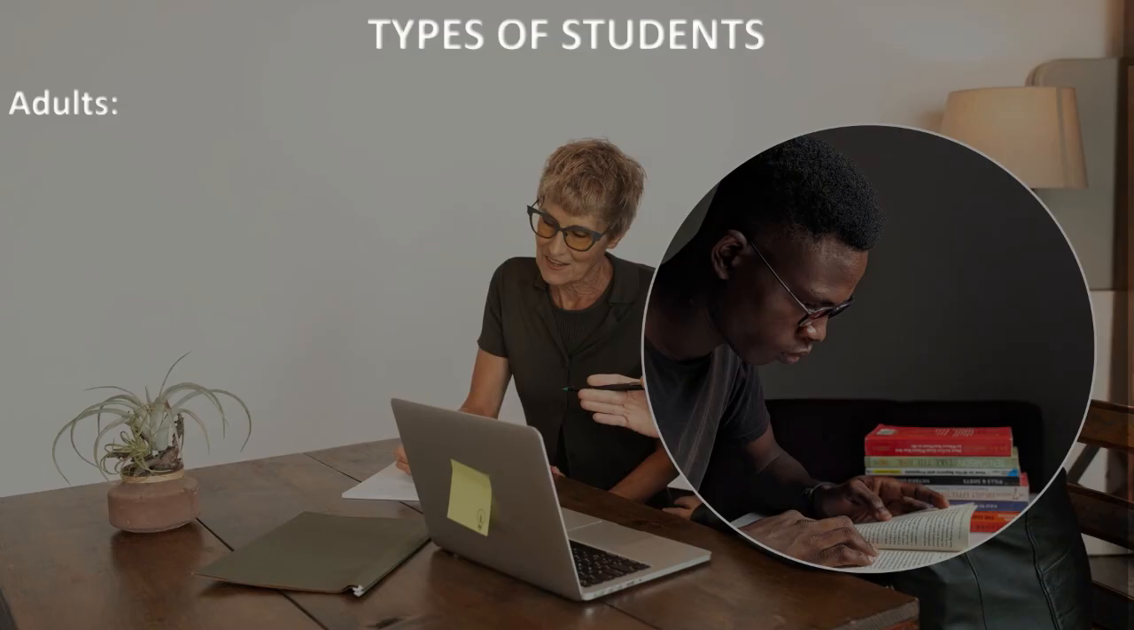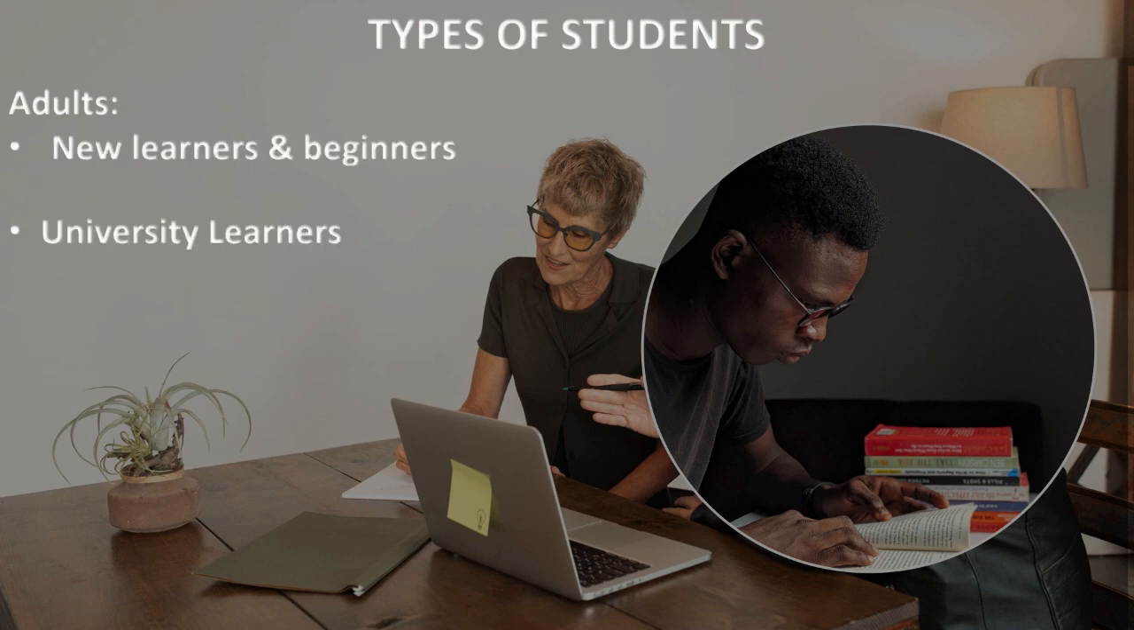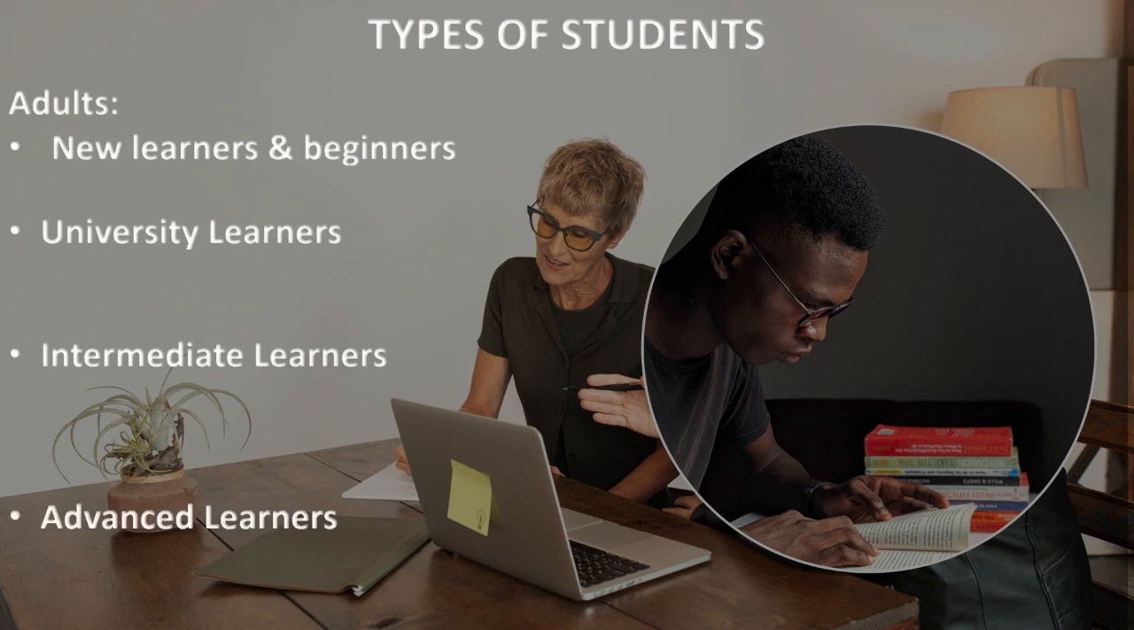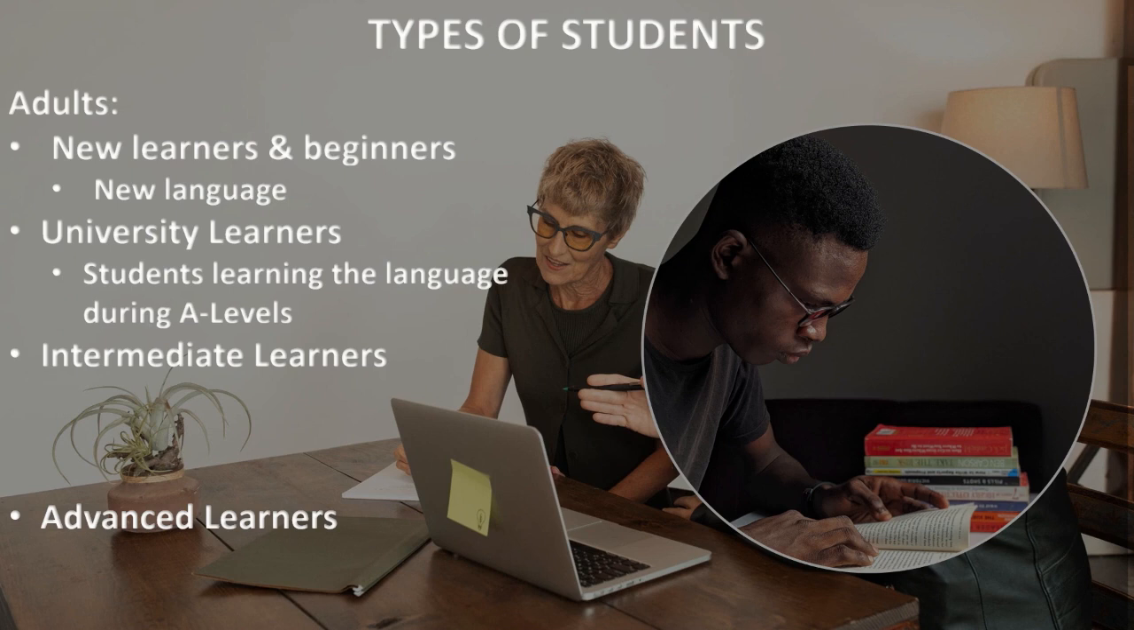Finally, the last type of student would be adults, and they can be divided in the following groups: new learners or complete beginners, university learners, intermediate learners, and advanced learners. For the new learners, they would be people who really want to learn a new language, or people who learned some of it at school a long time ago. University learners are more related to their degree, and more likely students who were learning the language during their A-levels.